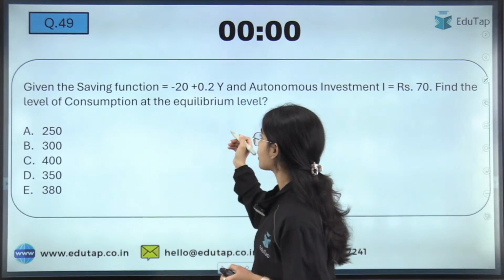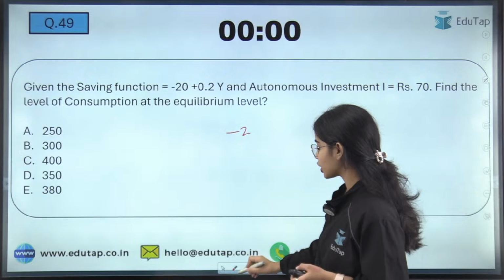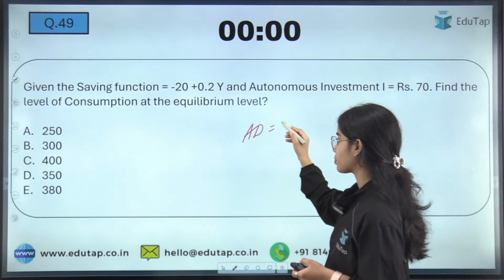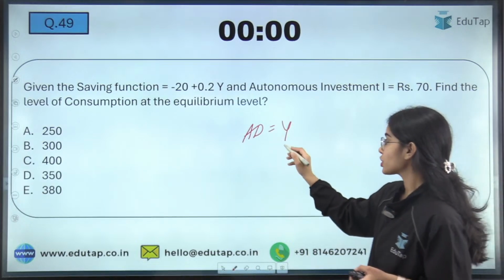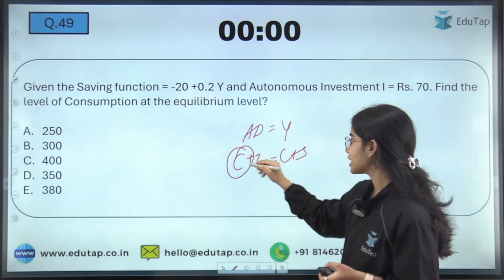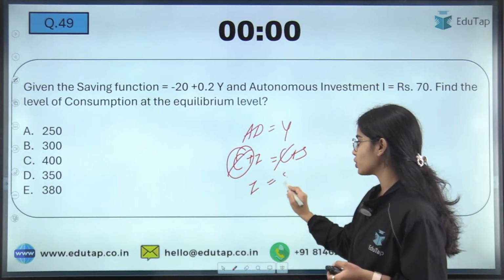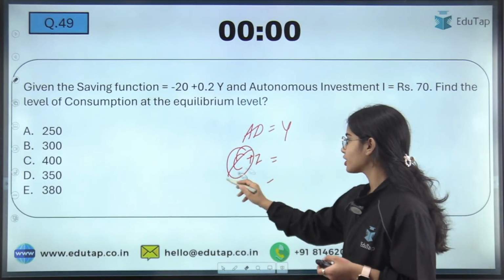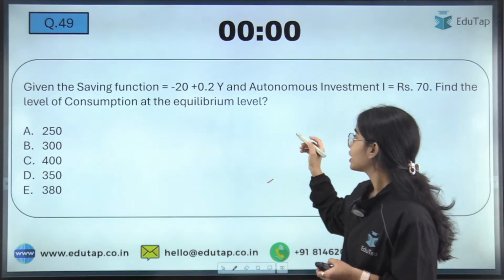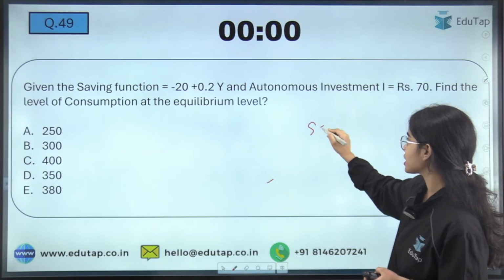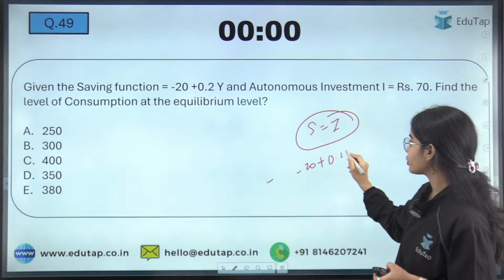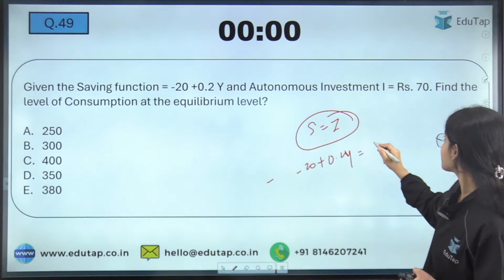So given the saving function, that is minus 20 plus 0.2y, during the equilibrium, the aggregate demand is equal to aggregate supply or income. Income is consumption plus saving. Aggregate demand is consumption plus investment. So at the equilibrium point, your investment is equal to saving. So here saving, minus 20 plus 0.2y, is equal to investment, that is 70.